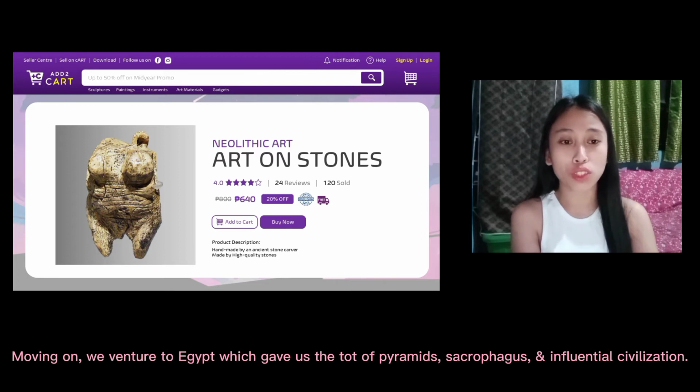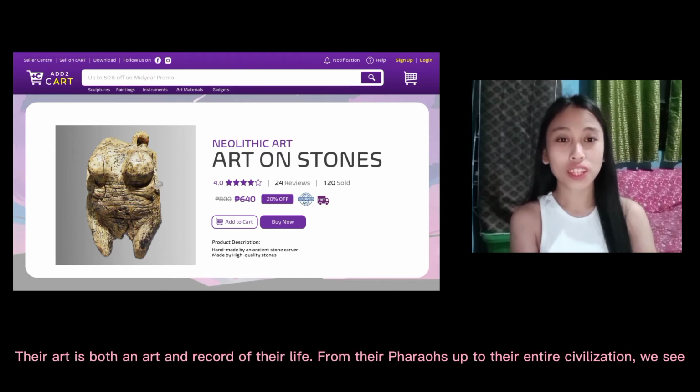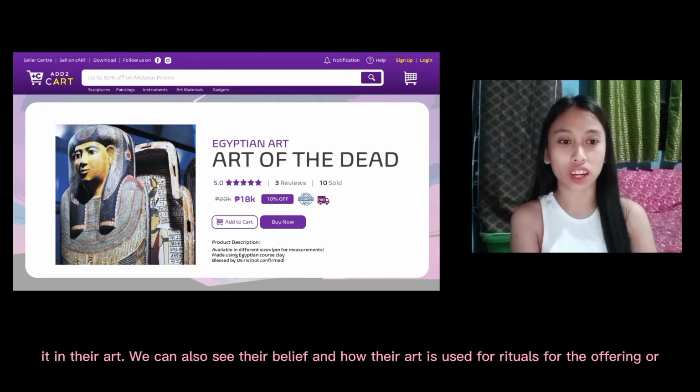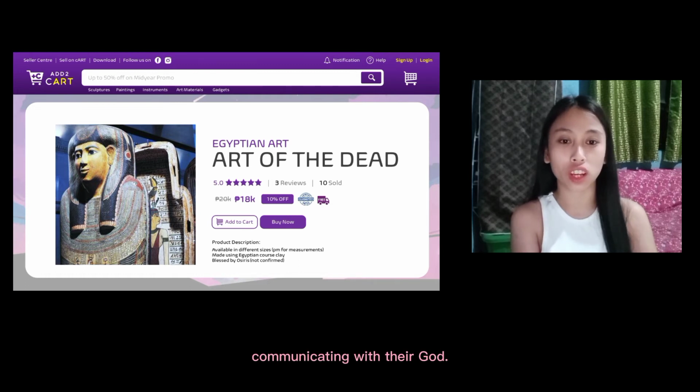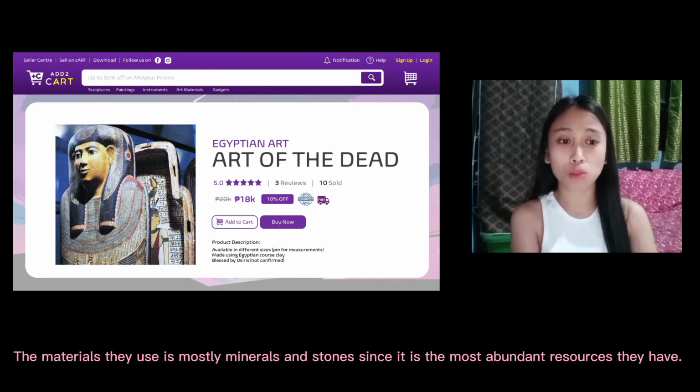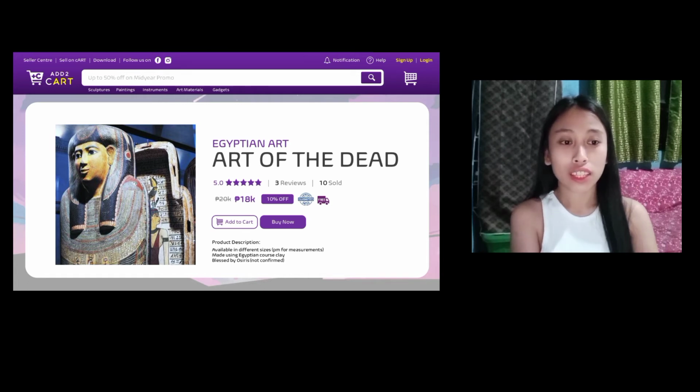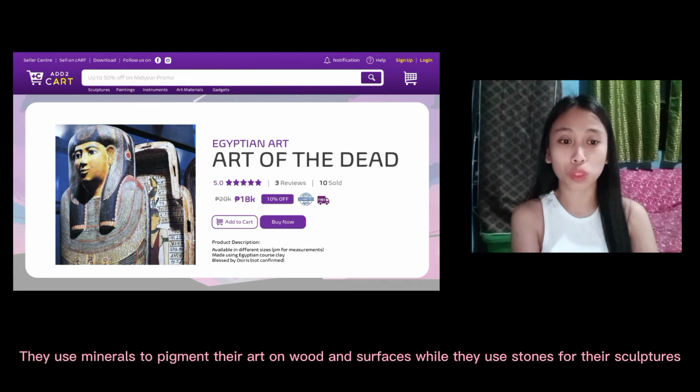Moving on, now we venture to Egypt, which gives us the thought of pyramids, sarcophagus, and an influential civilization. Their art is both an art and a record of their life. From their pharaohs up to their entire civilization, we see it in their art. We can also see their belief and how their art is used for rituals, for offerings, or communicating with their god. The materials that they use are mostly minerals and stones since it is the most abundant resource that they have. They use minerals to pigment their art on wood and surfaces while they use stones for their sculptures.